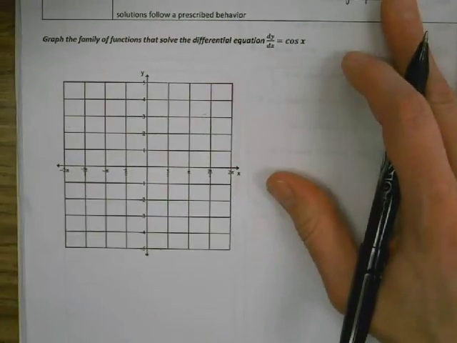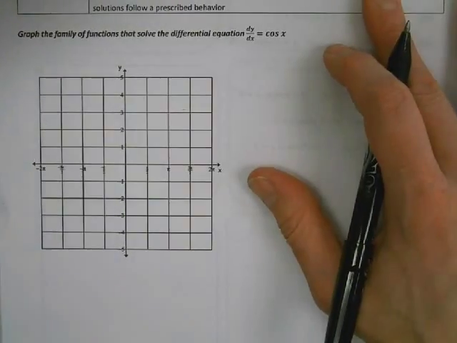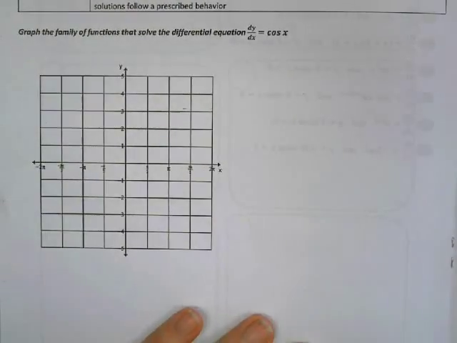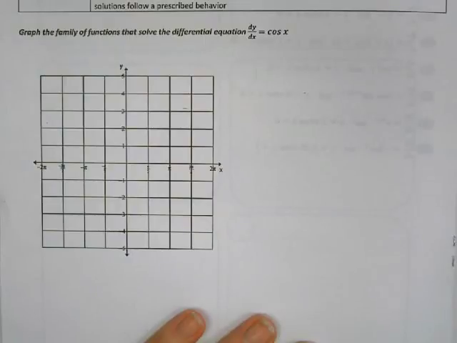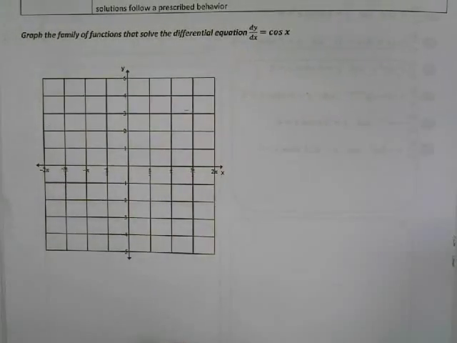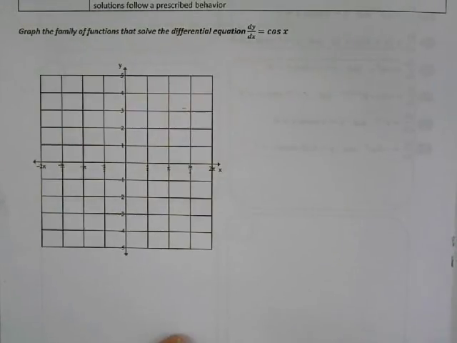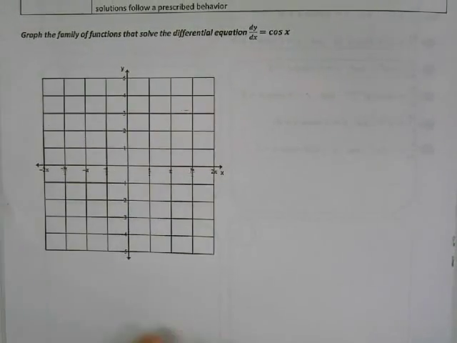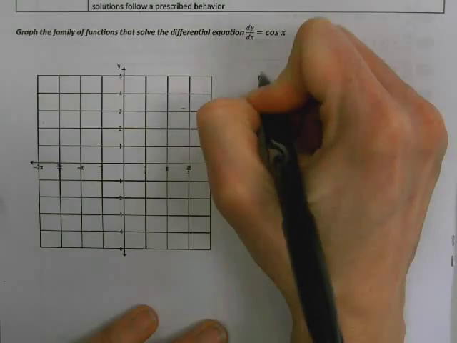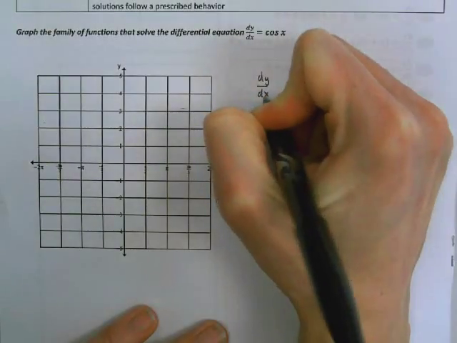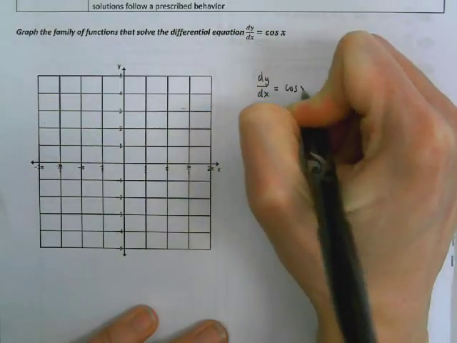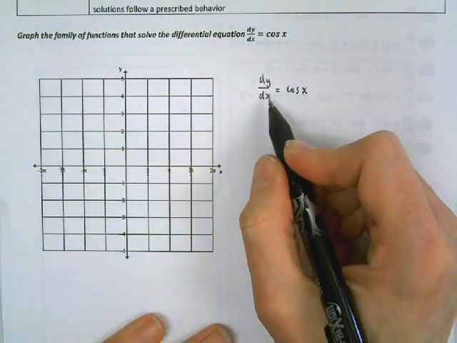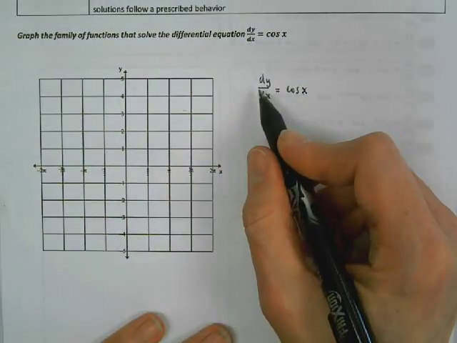So first I'm going to do this the way we already know how. Sorry about all the shaking here. It says to graph the family of functions that solve the differential equation dy dx equals cosine of x. Now this one happens to be really straightforward, so I'm just going to use this as a quick opportunity to review solving a differential equation. So if we have dy dx equals cosine of x, again, I can recognize it's a differential equation by the dy dx.